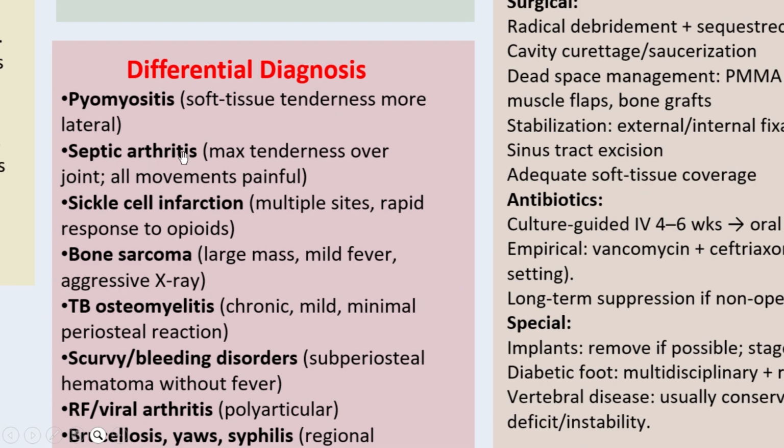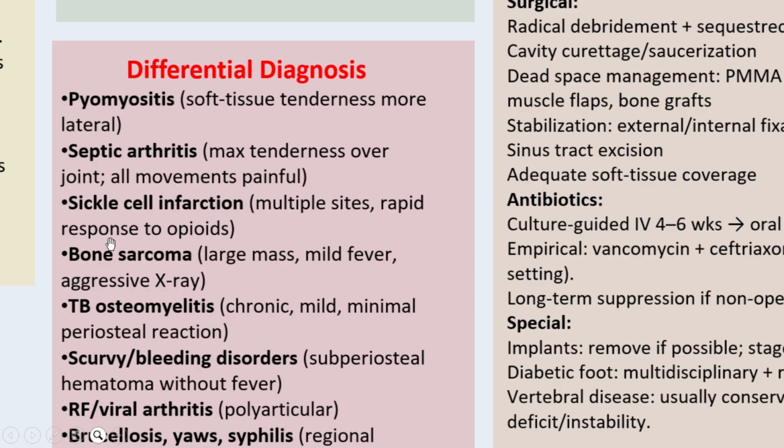septic arthritis. This one is we're going to have maximum tenderness over the joints, and all movements are going to be painful. When you have sickle cell infection, most of the times may affect any sites, and there's rapid response to opioids. So whenever we have a sickler with bone pain, most of the times we defer to do the drilling, or we may have to give a try of the normal management of sickle cell crisis.